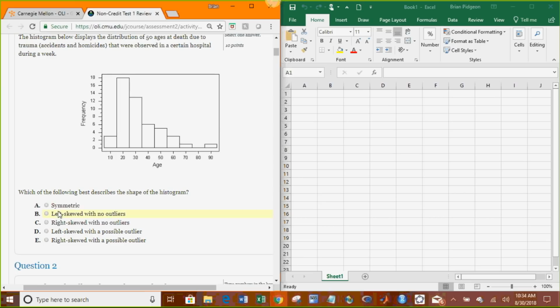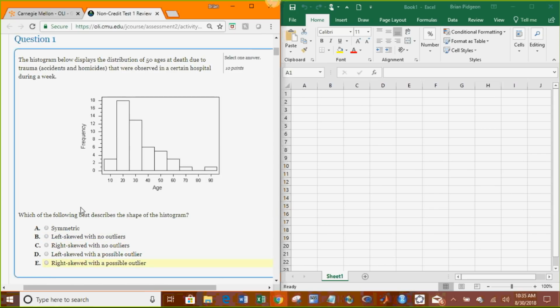So then we have these 4 options here: left skewed, right skewed with no outliers, and then right and left skewed with a possible outlier. So I'm going to go ahead and say it's right skewed with a possible outlier, because we have this observation here at 90 years of age. So we're going to say that could be a possible outlier and see what it tells us.